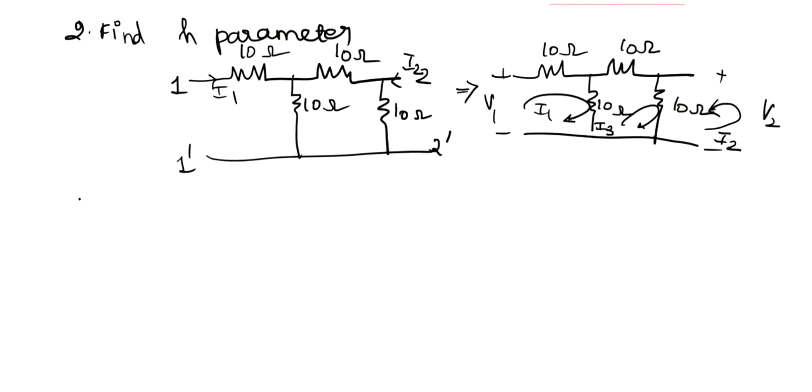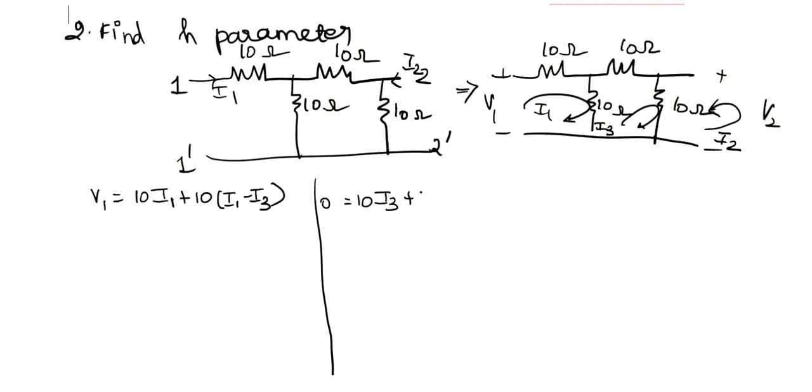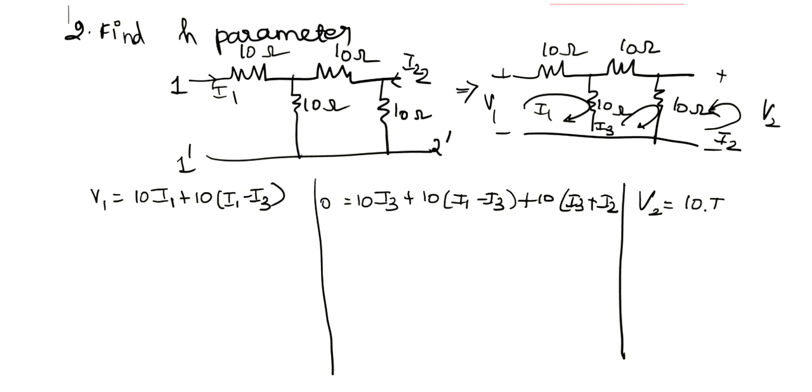For mesh 1, V1 will be equal to 10 I1 plus 10 into the current flowing, I1 minus I3, same direction. For mesh 2, 0 will be equal to 10 I3 plus 10 into I1 minus I3 plus 10 into I3 plus I2. This is your second equation. And the mesh third equation, V2 will be equal to 10 into I2 plus I3. Clear?